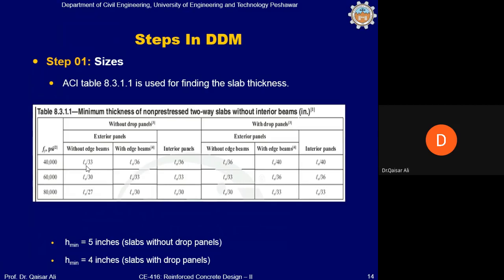However, here when there are no beams, then the slab is 12 inch thick. So it becomes 12 inch thick when it is 33 feet long, and so on. The minimum thickness per ACI code for slabs without drop panel shall be 5 inches, and with drop panel shall be 4 inches. So with these relevant equations, you can initially select the size of the slab.